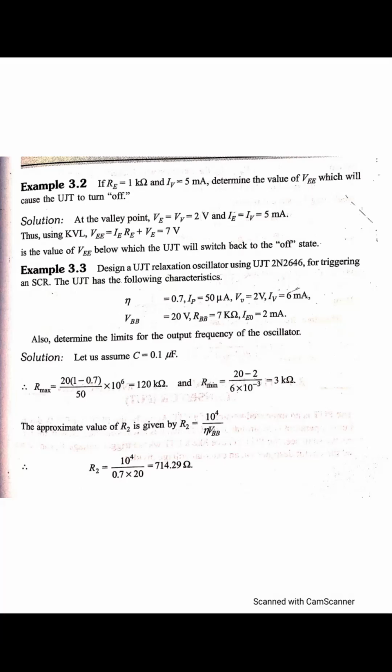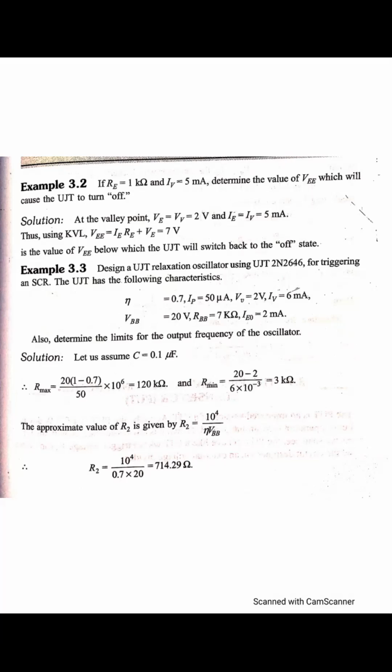So next, the second problem. Design a UJT relaxation oscillator using a UJT, for which they have given a UJT number, for triggering an SCR. The UJT has the following characteristics. We have to design a UJT relaxation oscillator that is going to trigger the SCR.